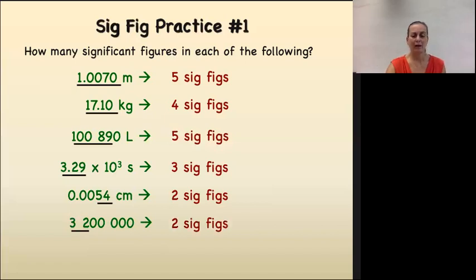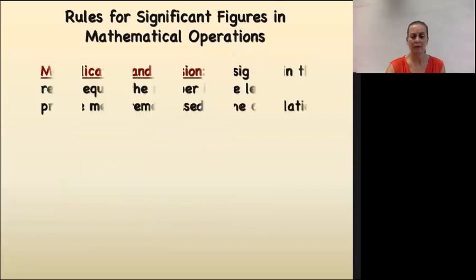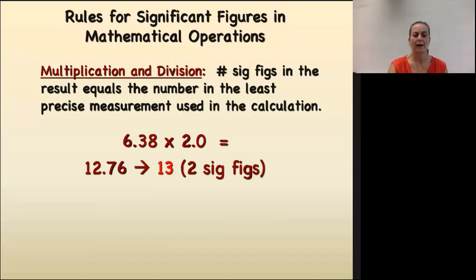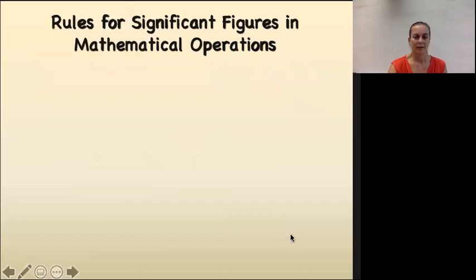All right. So now rules for what we do in mathematical operations. We'll start with the easy one. When we are multiplying and dividing, the number of significant figures in the result is the number of significant figures in the least precise measurement used in the calculation. So you're going to count the sig figs in both of your numbers. Whichever one has fewer, that's how many your answer can have. So if we have 6.38 times 2.0, when you put this in your calculator, it's going to give you 12.76. And that is the number 13, and that has only 2 sig figs. And we'll practice these in class.